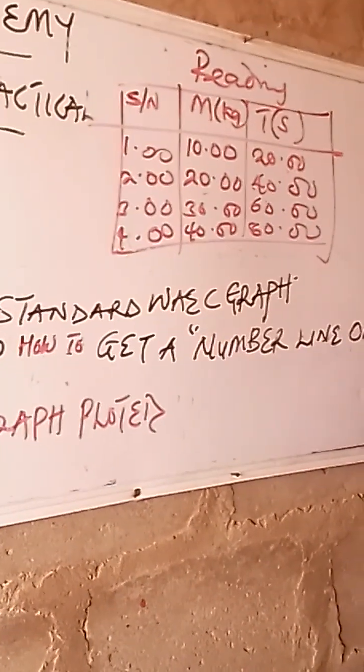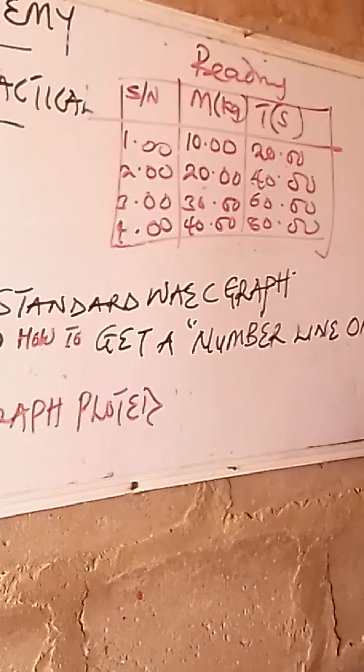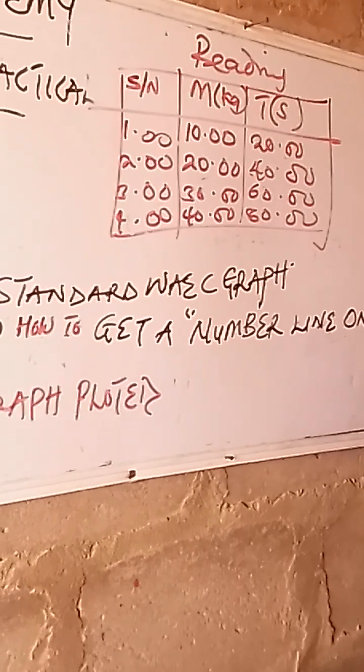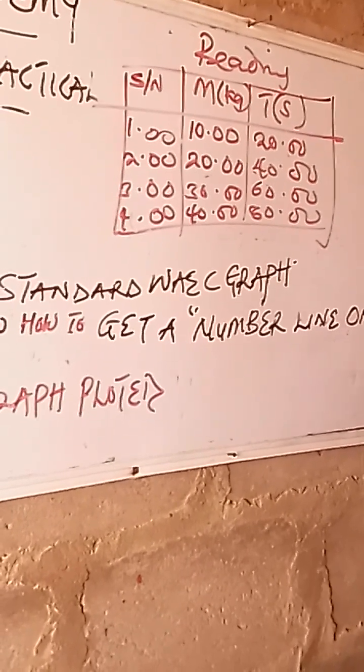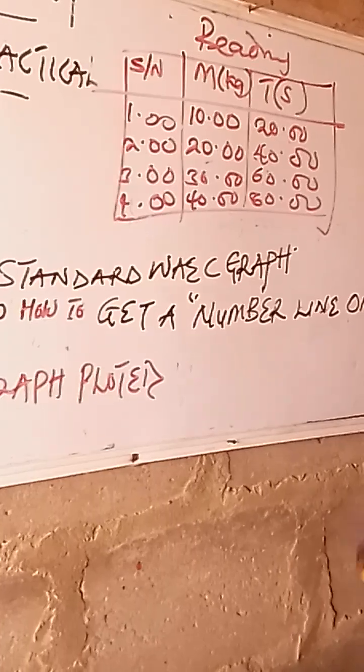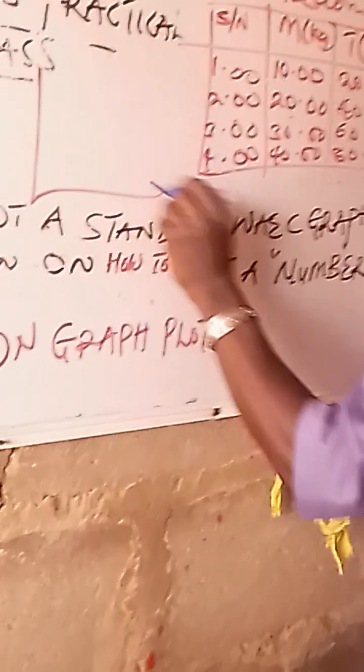This is a standard way. Or you put it in 3 decimal places, and maximally 3 or 2. I urge you to do that. After getting this reading, the next thing is to interpret the reading.